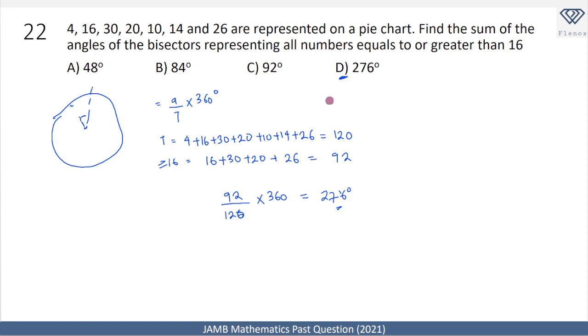Another way you can do that is to find the sum of each of these angles individually. So you have, for example, 16 over 120 times 360, 30 over 120 times 360. Then when you get the angle for each of them, you sum them up together. But I've done it the other way around, where I sum up the numbers first before dividing by 120 and multiplying by 360, because this is a quicker approach. And you know that the key in JAMB is to look for the shortest way in which you can solve a question because of the time constraints you have.